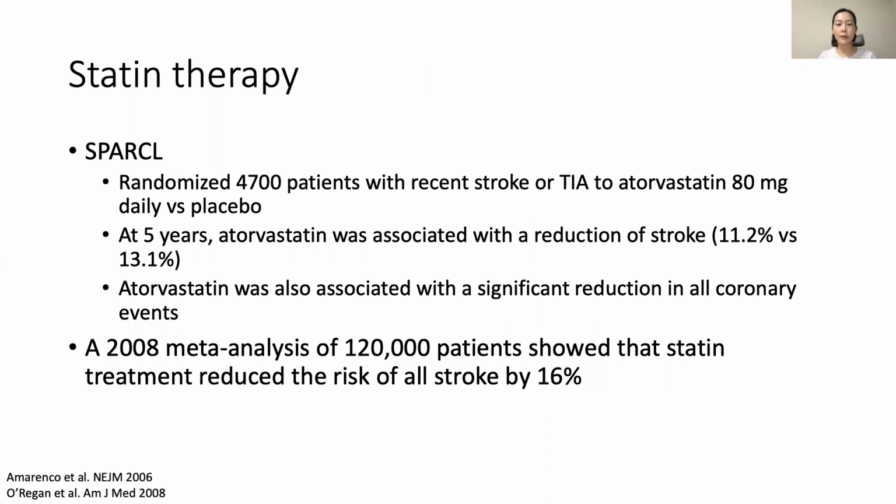Statin therapy, there was a really big trial called the SPARCL trial that compared atorvastatin 80 milligrams versus placebo in stroke patients, and they saw that patients on this high intensity statin had fewer recurrent strokes, fewer coronary events. And so it is recommended to put ischemic stroke patients on statin therapy, on high intensity statins. We believe that not only does it lower cholesterol levels, it also probably has pleiotropic effects that helps keep a blood vessel healthy.